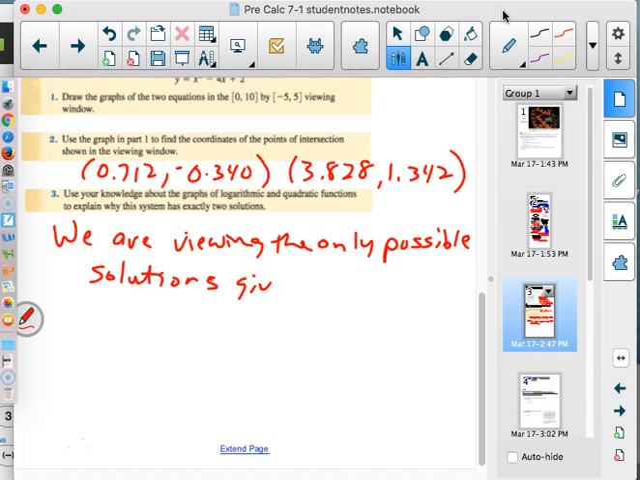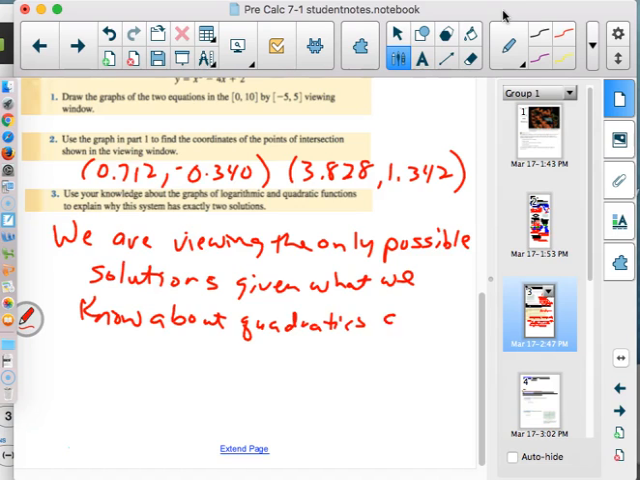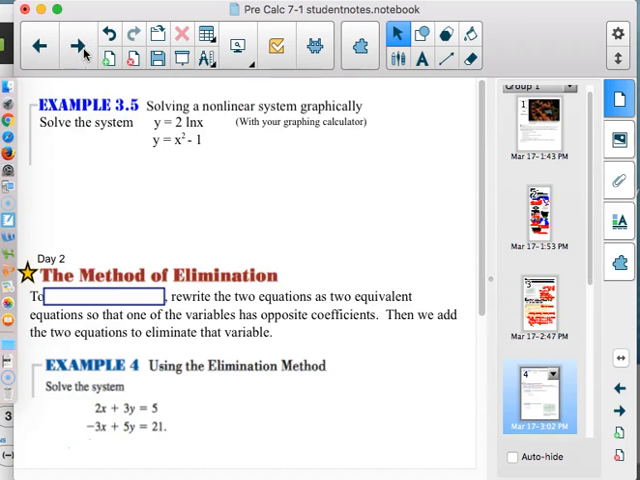Given what we know about quadratics and natural log, that's it. We know we're done. So we look at them individually and say, all right, this one is supposed to be parabolic, gonna open up. This one has a nice arch to it, but it's not gonna swing back and it's not gonna hit what we need. So we know we have it. So that was the second part of our objective.